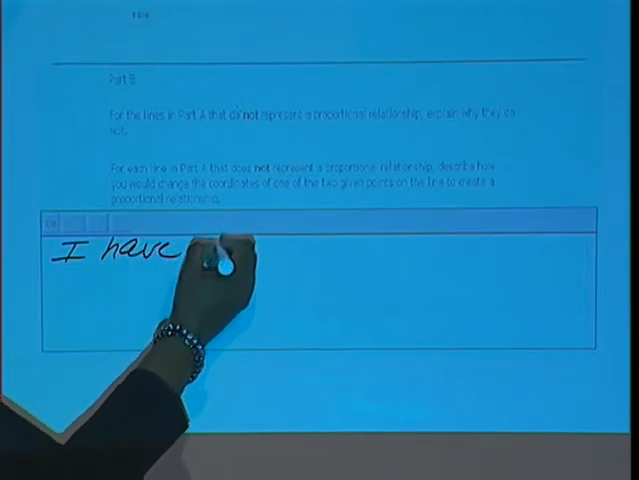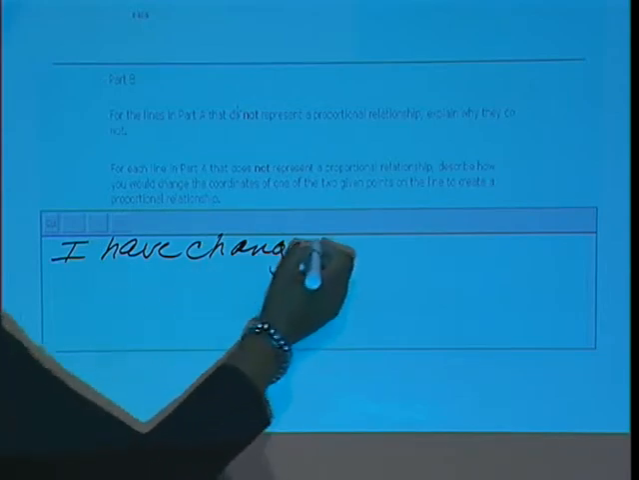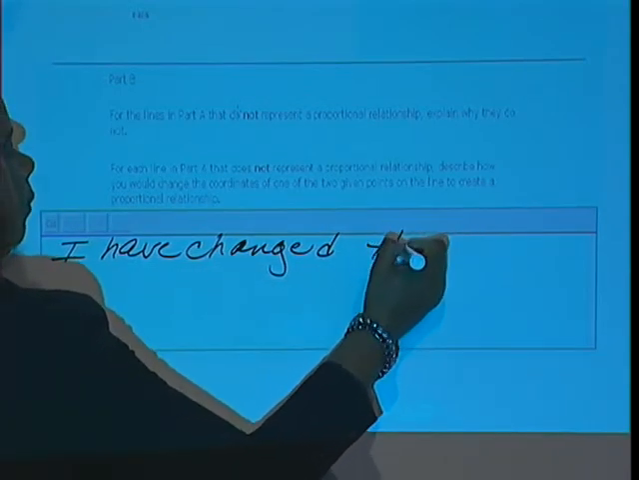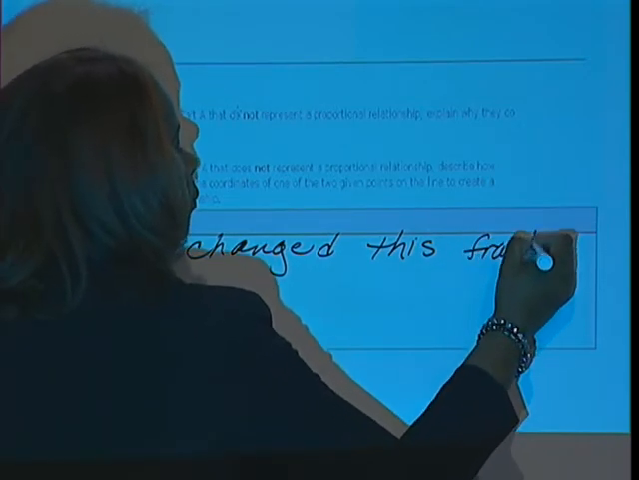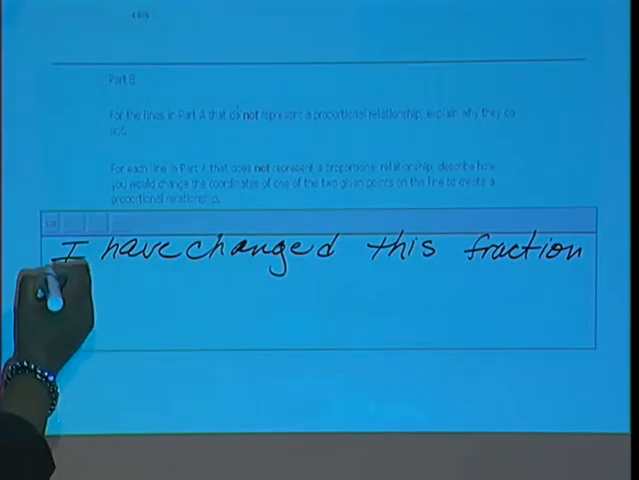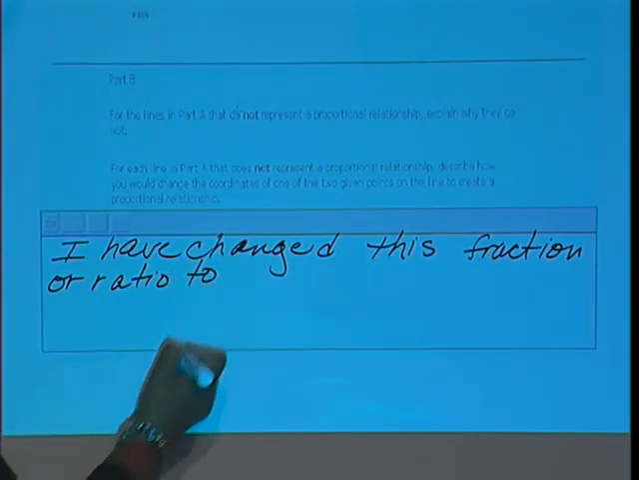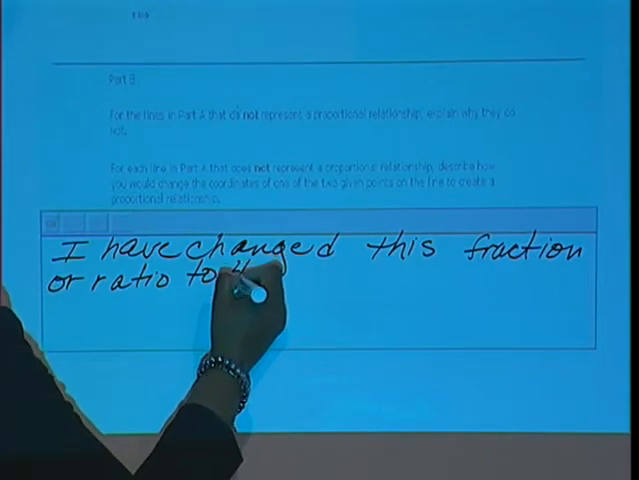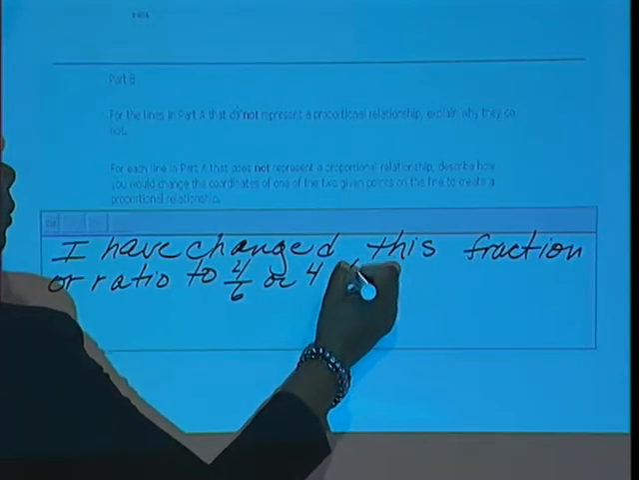So I would be writing, I would show, I have changed this fraction or ratio to 4 over 6 or 4 to 6.